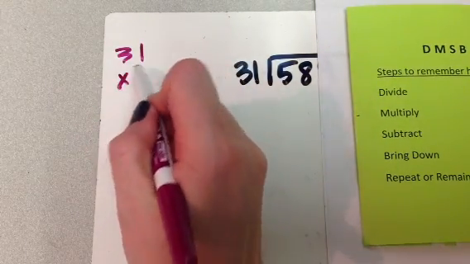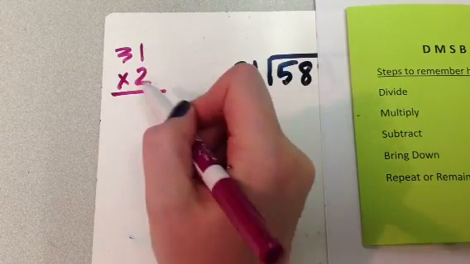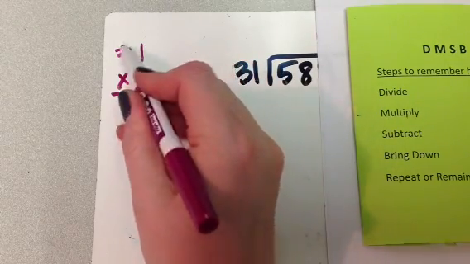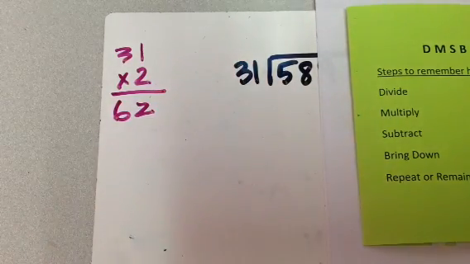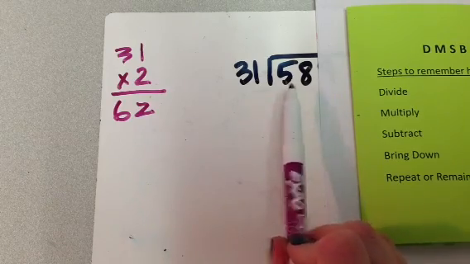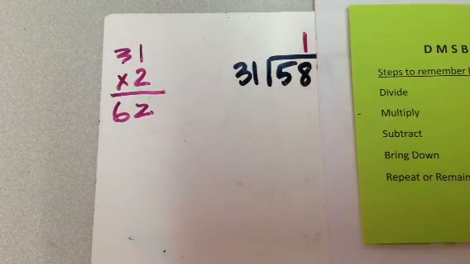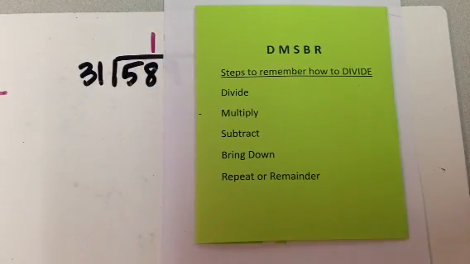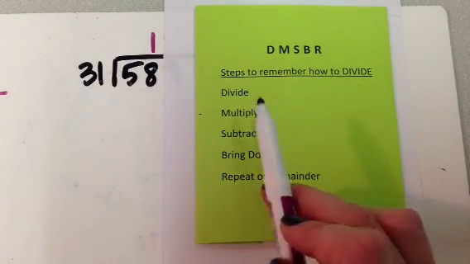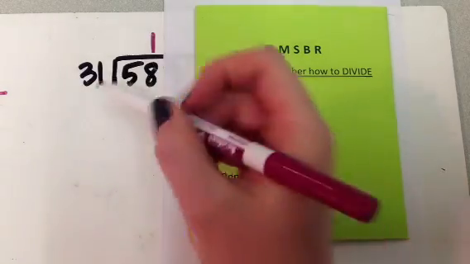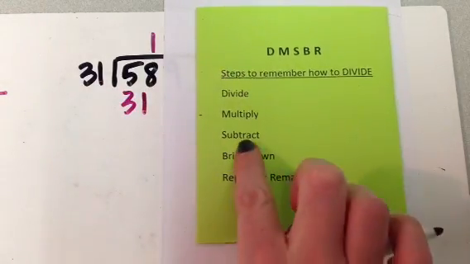I'm going to go 31 times 2 and just see what happens. 62. 62 is more than 58, so that's not going to work for me. So I know that 31 can only go into 58 one time. Okay, so it can go once. That's my divide step. Now I multiply. 31 times 1 is 31. Now I subtract.